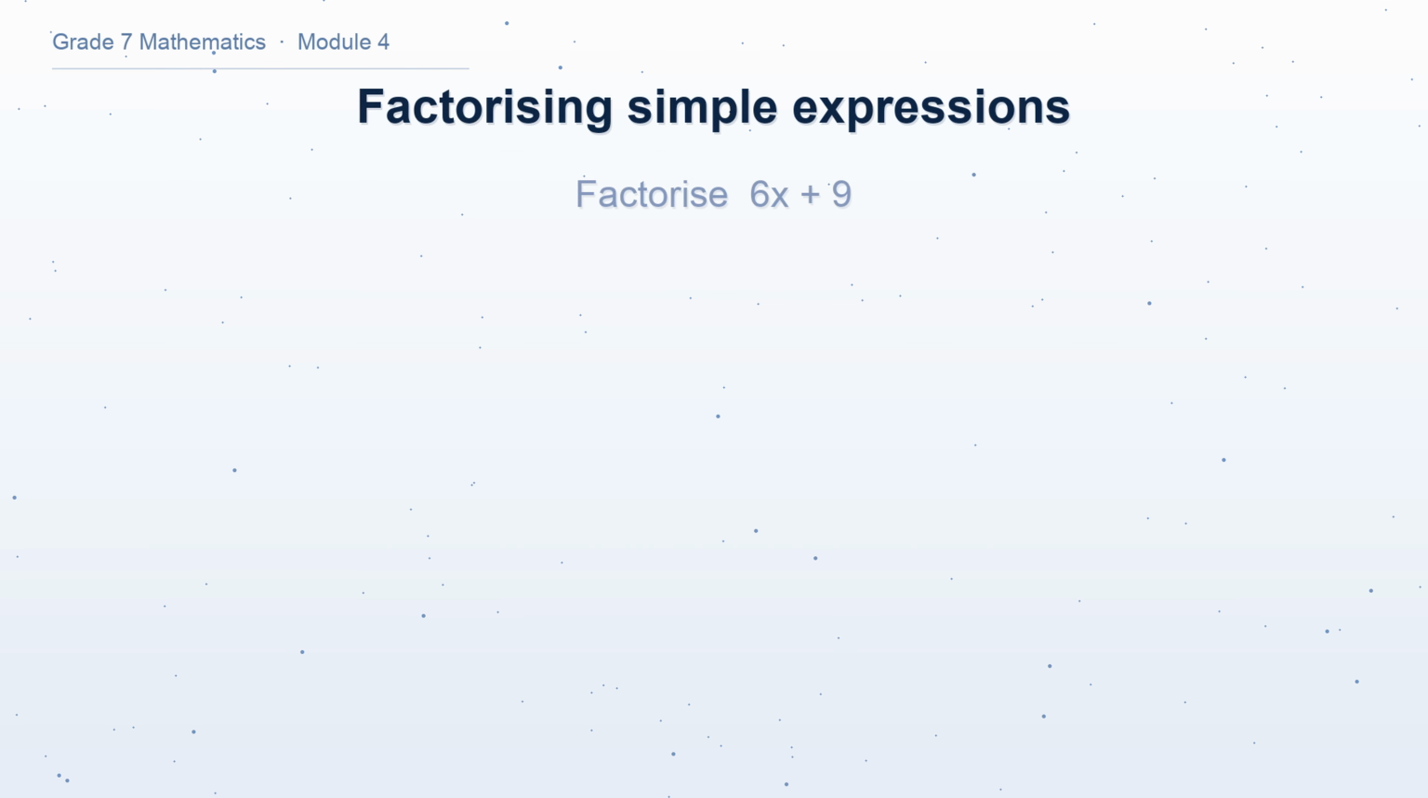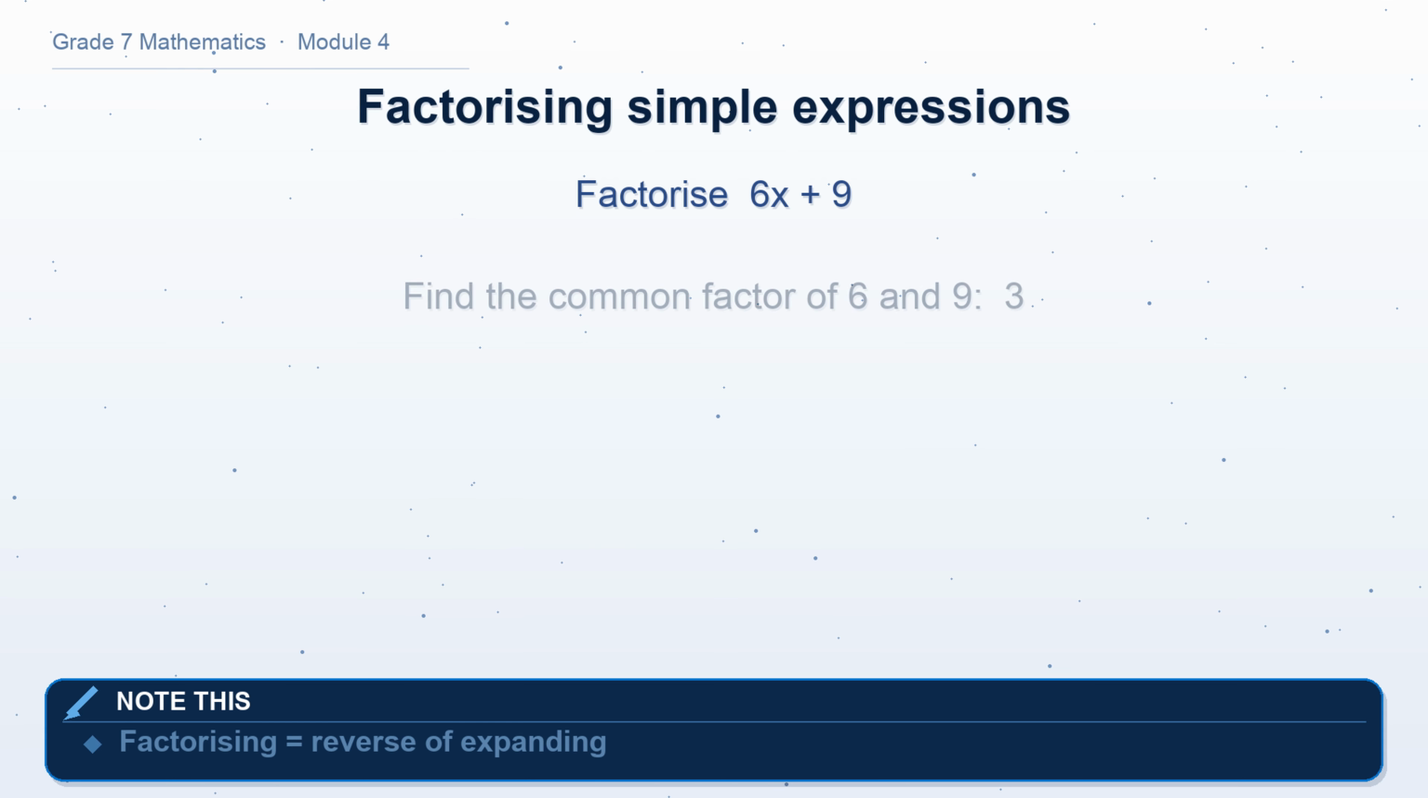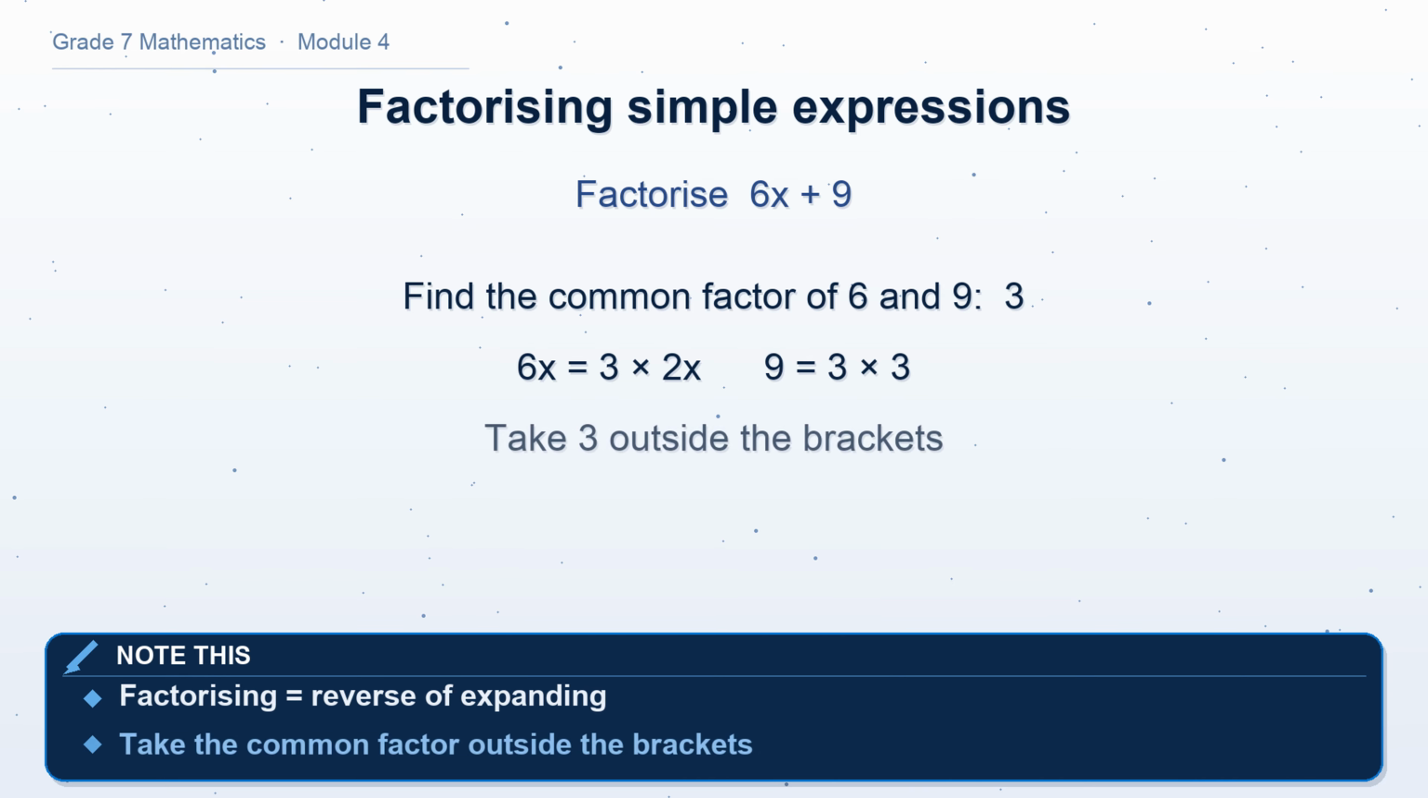Factorizing is the reverse of expanding. We take the common factor out and place it in front of brackets. Let's factorize 6x plus 9. The largest number that divides both 6 and 9 is 3. 6x is 3 times 2x and 9 is 3 times 3. So we take 3 outside, leaving 2x plus 3 inside the brackets. 6x plus 9 equals 3 times the quantity 2x plus 3. You can always check by expanding it back again.